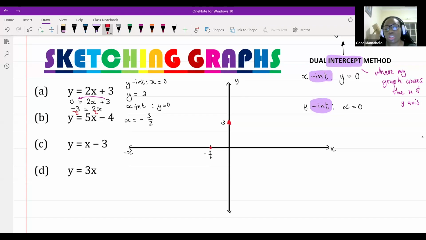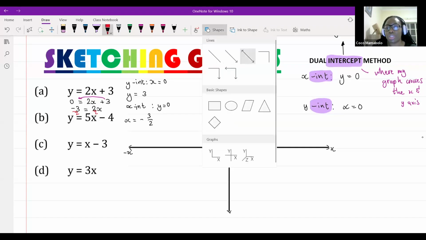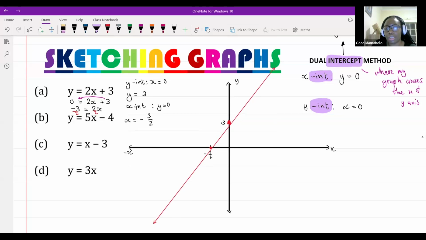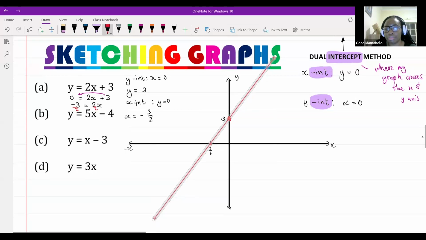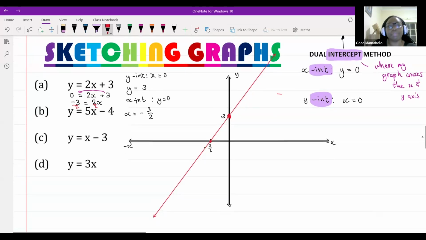All I need to draw a straight line graph, guys, is 2 values. Now that I've got my 2 values, I can take my ruler and join them like that. That's it. Done. That means on this graph, if I choose x to be equal to 1, the value for 1 will end up on this graph. If I replace x with 2, my value is going to end up on this graph. Okay.